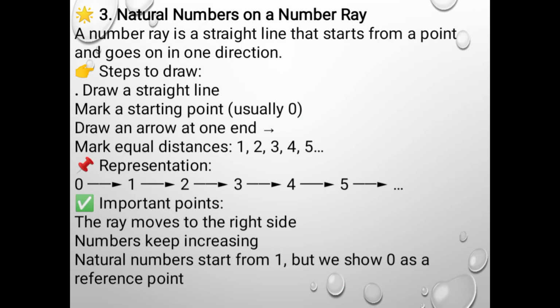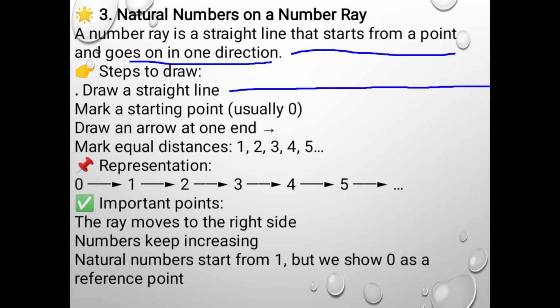Natural numbers on a number line. A number line is a straight line that starts from a point and goes in one direction. Steps to draw: draw a straight line. Mark a point, usually 0.